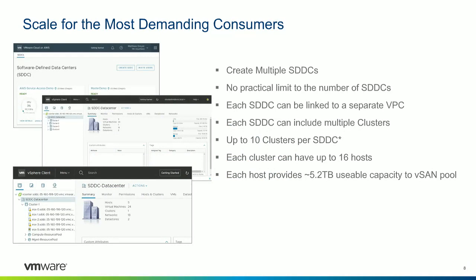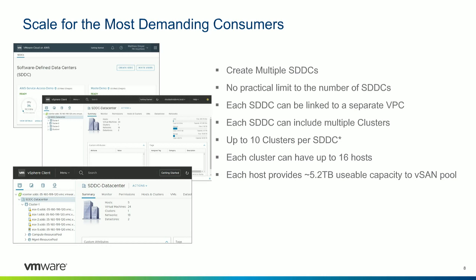Scale for the most demanding consumers. So creating SDDCs, there's no practical limit to the number of SDDCs you can have. What we do is with a production cluster, we have to have a minimum of 3 nodes inside of a production cluster. With that, 3 nodes can be extended up to 16 nodes. And then you can have 16 nodes inside one cluster. And you can have up to 10 clusters per SDDC. So that's 160 hosts per SDDC, and there's no real limit to how many SDDCs an organization can have.